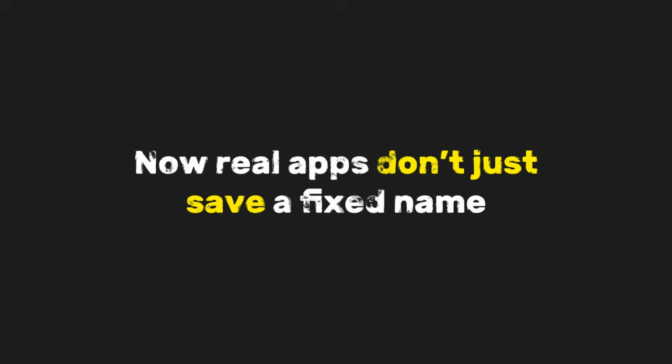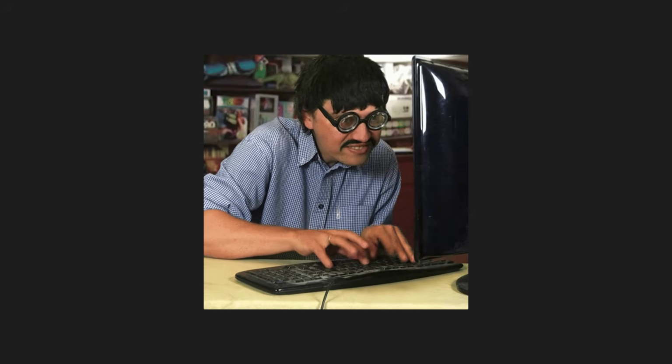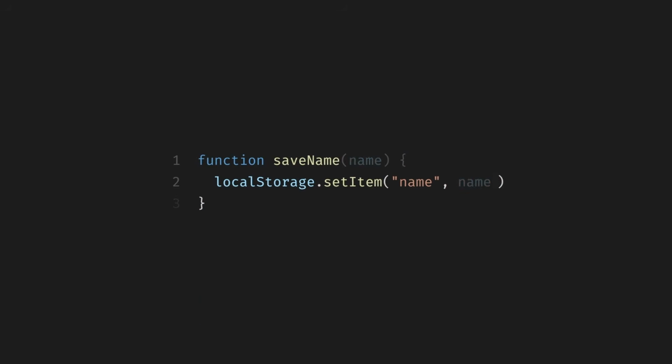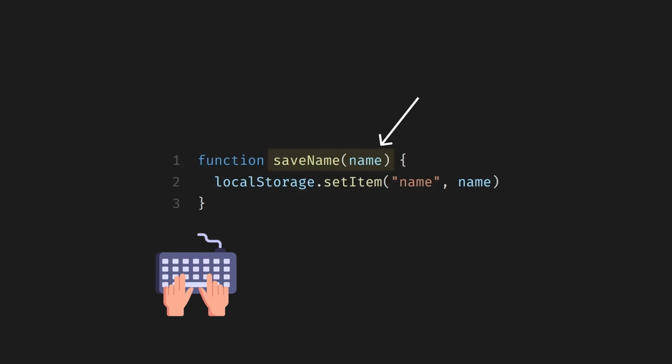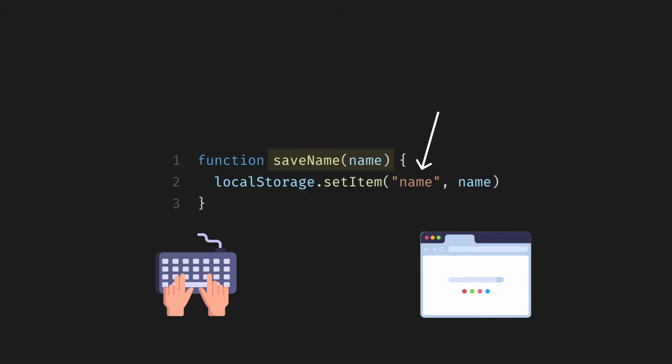Now, real apps don't just save a fixed name. People type their own names or other data, so we need the function to accept a value. We do this by giving the function a parameter called name. Inside the function, we call local storage and use setItem like before. The first thing we pass is the key, which is still name. The second thing we pass is the value, which now comes from the name parameter. This way, whatever the user types gets saved in the browser under the label name.